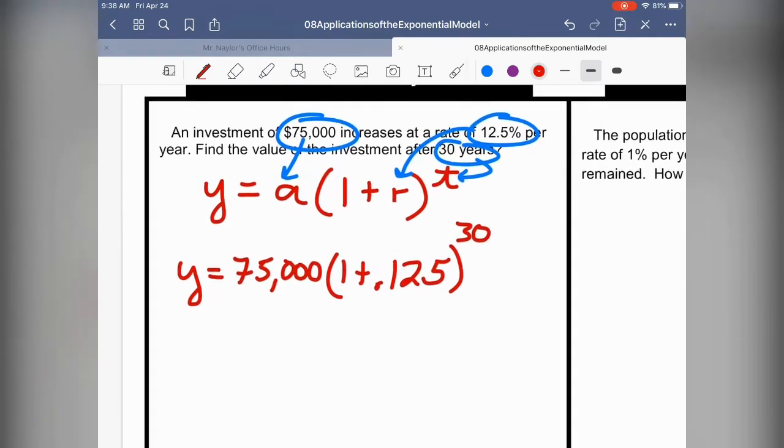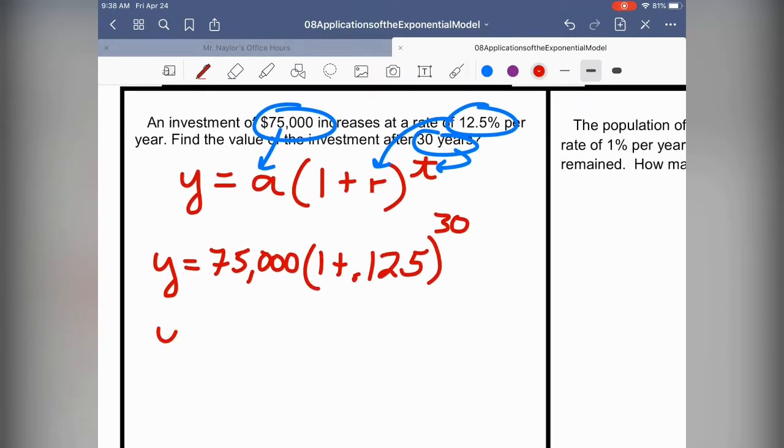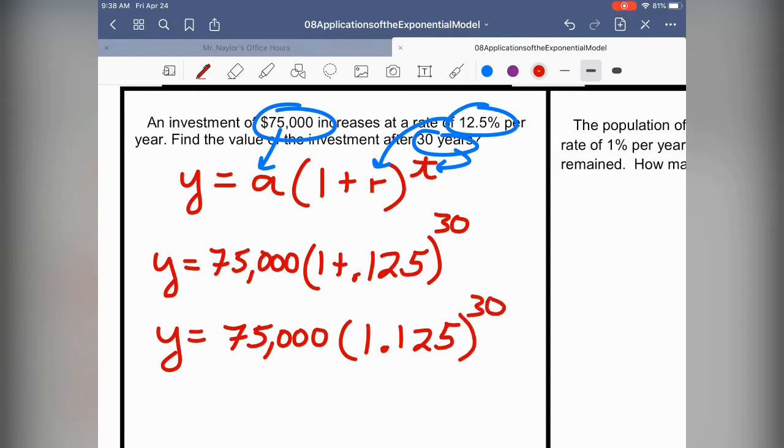Now, most of this ends up just being a calculator problem, but I always recommend that you do simple math before you get your calculator out, and in this case, simple math would be to definitely add 1 plus 0.125 so that we get a base of just 1.125. Now, a lot of the calculators that you have are able to handle this formula in one step, as long as you very carefully use the exponent key.